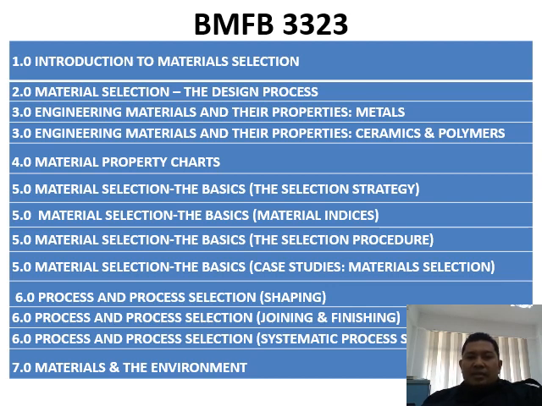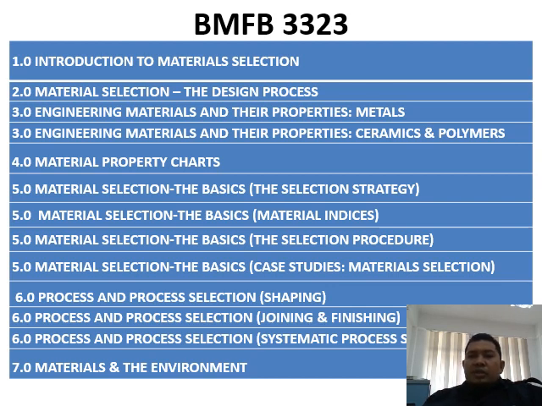First is the basic selection strategy, and then the second thing you need to know is the material indices. For the material that you have used, based on its properties, you can calculate some of the material indices so that you can move along the property charts. Probably you don't have any idea about this one yet, but you need to check back in the later chapter. And then you have the selection procedure.